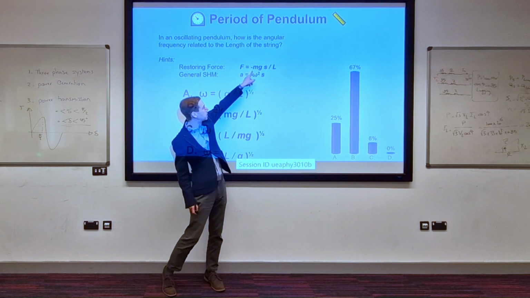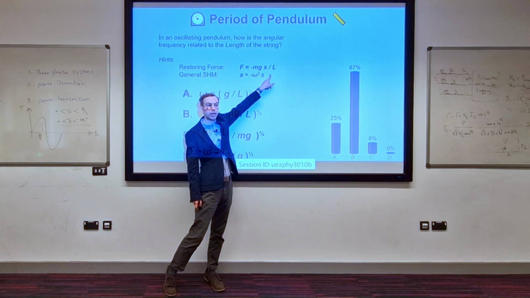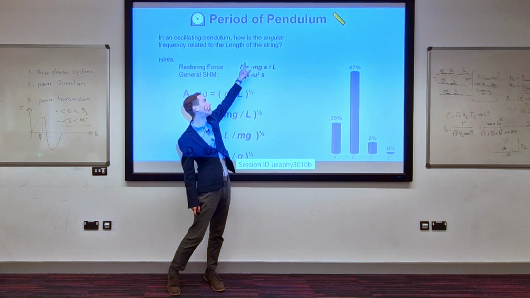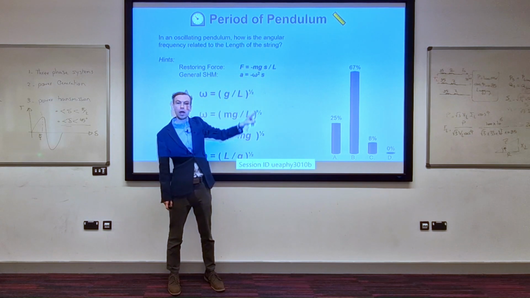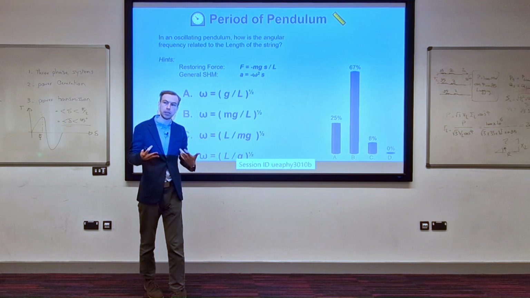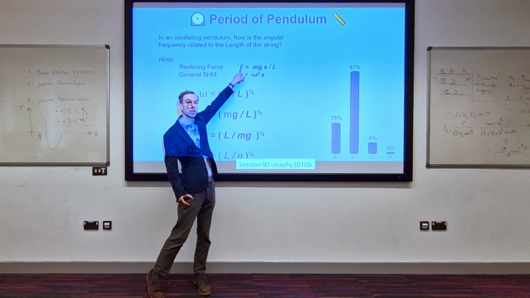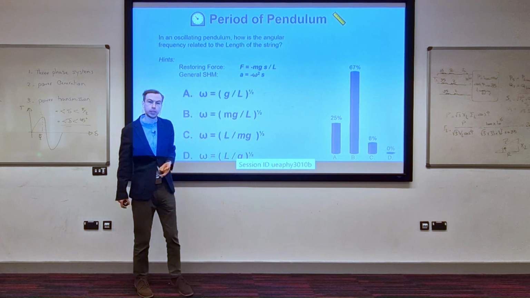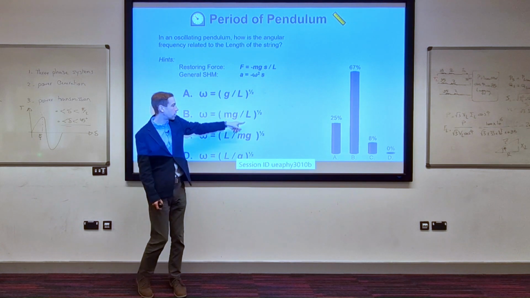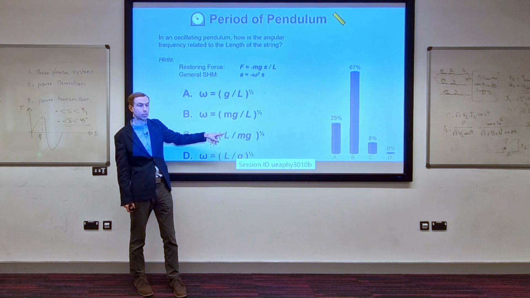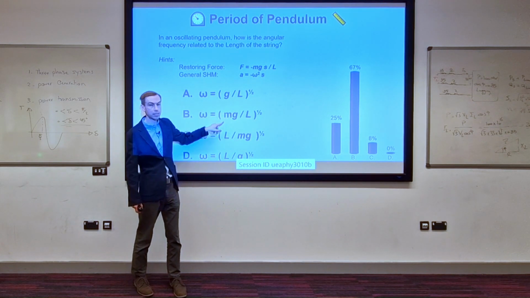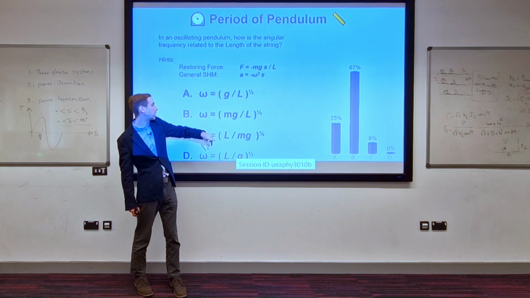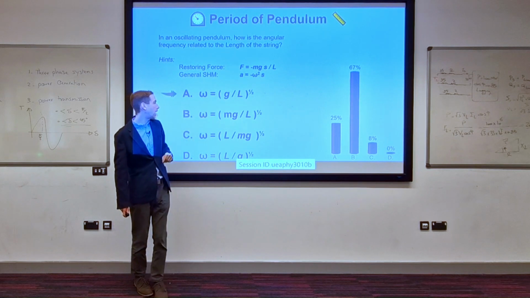But remember that this mgs over L doesn't equal our acceleration. That equals our force. Okay? And remember, force is mass times acceleration. So in this force here, we have a mass times acceleration, and those masses are going to cancel. So it's actually very close to this option, except this mass is going to get cancelled out. So when we do that cancellation, what we actually get is option A over here.